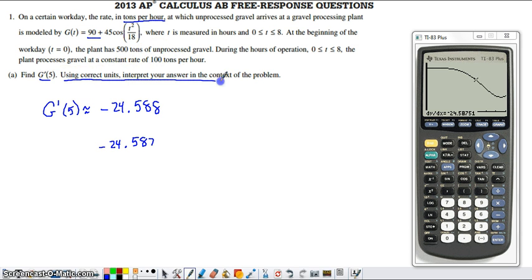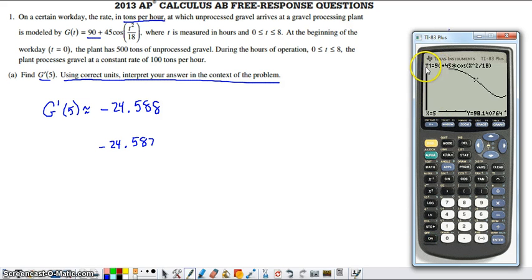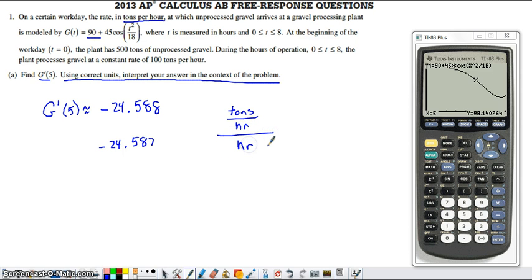to do the second part of part A here, which says using correct units, interpret your answer within the context of the problem. So if we think about what our calculator is showing here, on the y-axis we have g of x being shown, and on this x-axis we have t being shown. Now g of x is measured in tons per hour, so the units of this would be units of y. Since the derivative is a slope calculation, we're going to have units of y, which would be tons per hour, divided by units of x, and x would be measuring hours here. So the units of this answer would be tons per hour, which are the units of y, per hour, which are the units of x.